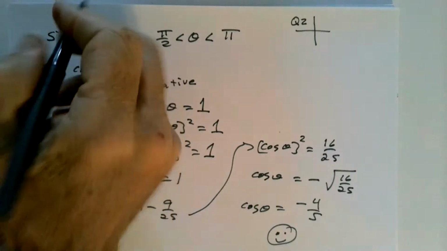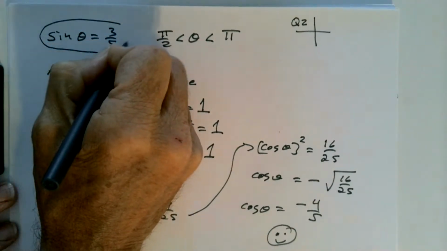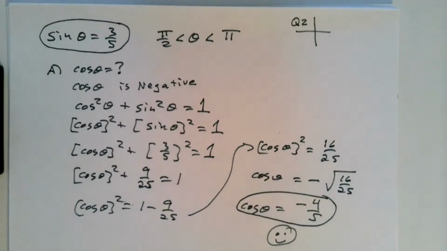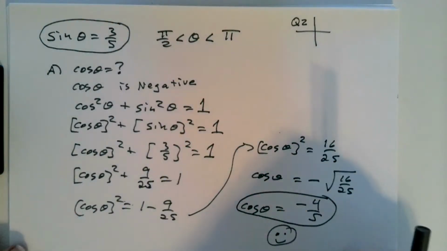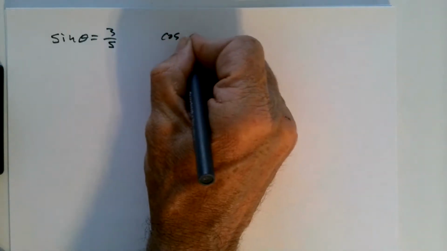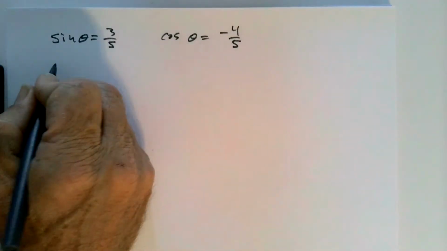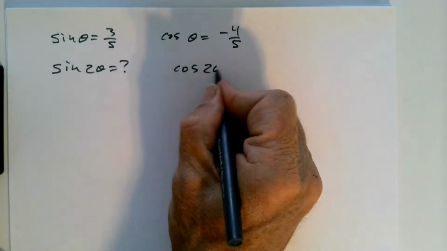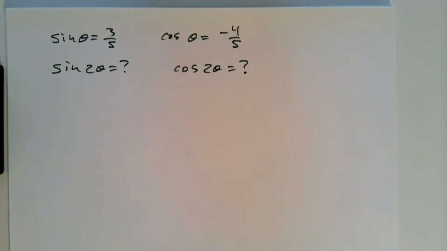Okay, so this is what I know. I know sine of theta is 3/5 now, and I have cos of theta is negative 4/5. I want to use that information to find sine of 2 theta and cos of 2 theta. So let's look at that. I have sine of theta is 3/5, and cos of theta is negative 4/5. I want to find out what is sine of 2 theta and what is cos of 2 theta using our double angle identities.